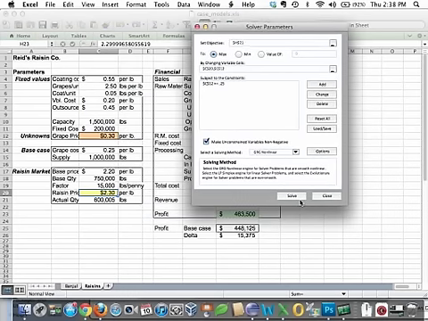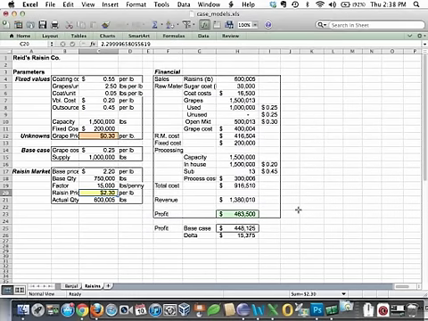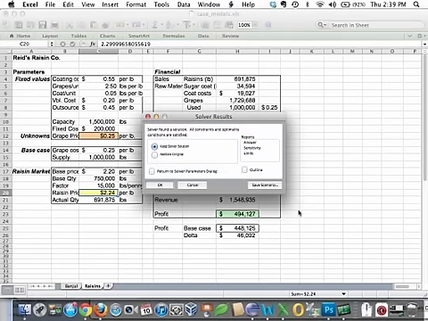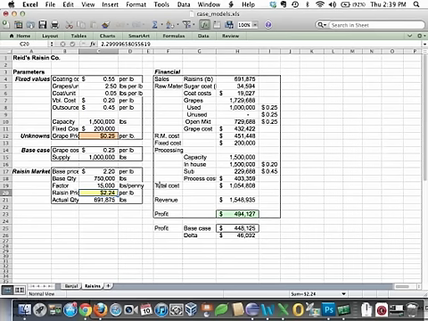And then we run Solver again. And now it's going to try and find the best combination of those two values such as to maximize profit. And what it ends up with is $2.24 a pound for our raisins, but we only paid 25 cents a pound for our grapes, we make a profit of $494,000, which is $46,000 better than the base case of $448,000.